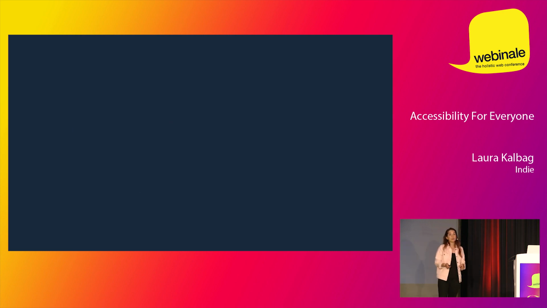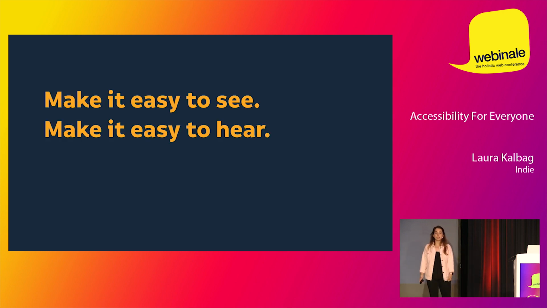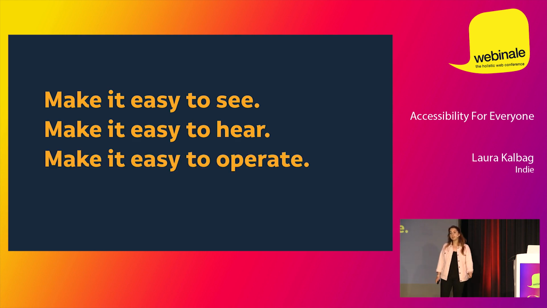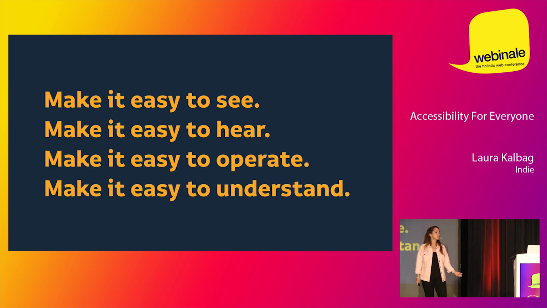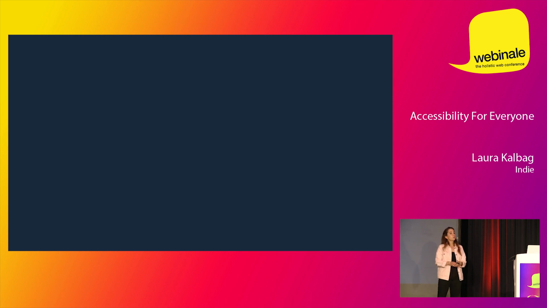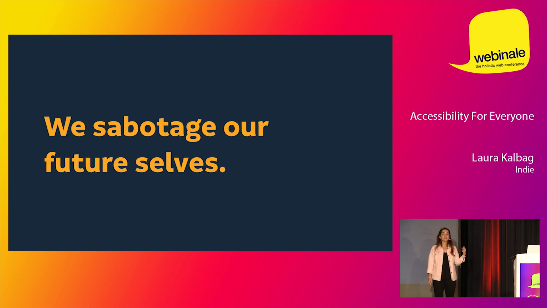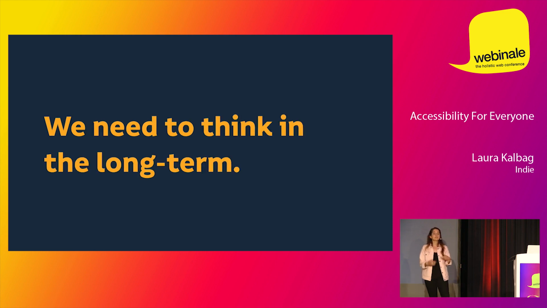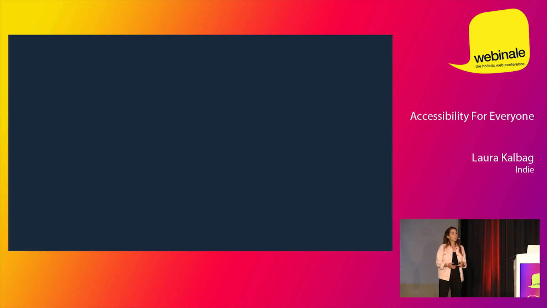These again correlate with making a site easy to see, easy to hear, easy to operate, and easy to understand. So what happens when we don't design for people who have impairments, including those brought about by aging? We sabotage our future selves. We need to think in the long term. We must equip ourselves to design for a diverse audience with a range of needs.